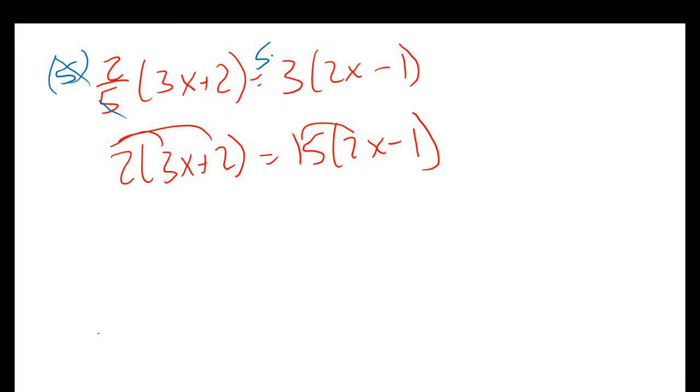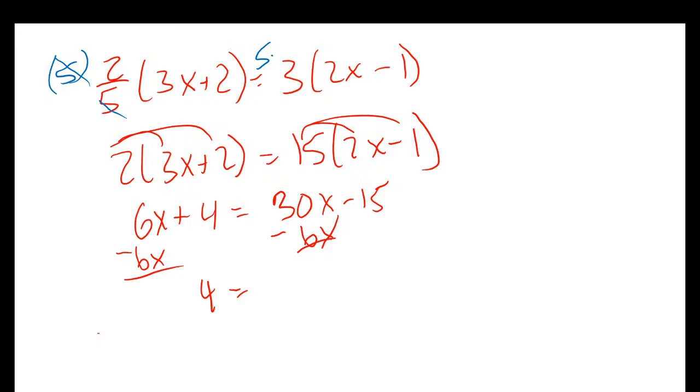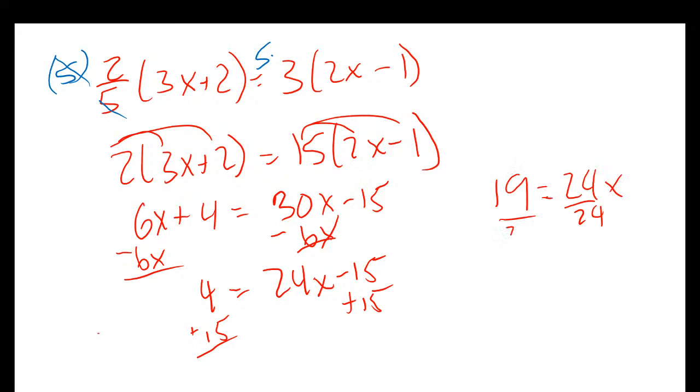Distribute. 6x plus 4 equals 30x minus 15. Subtract 6x. 4 is equal to 24x minus 15. Add 15. 19 is equal to 24x. Divide by 24. X is equal to 19 over 24.